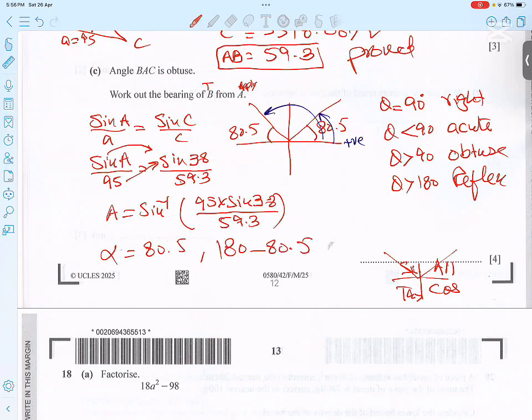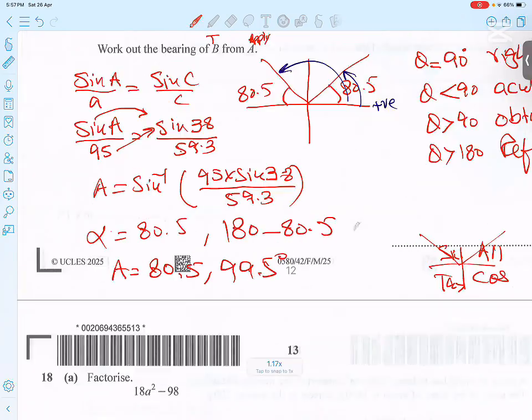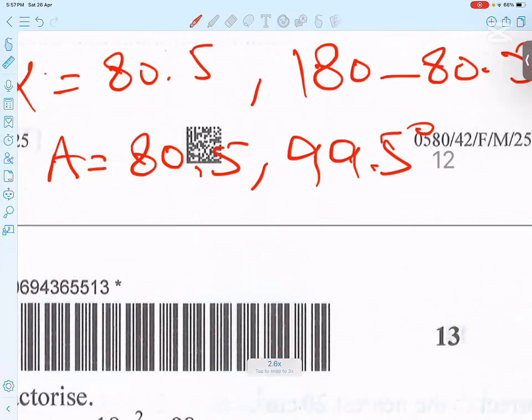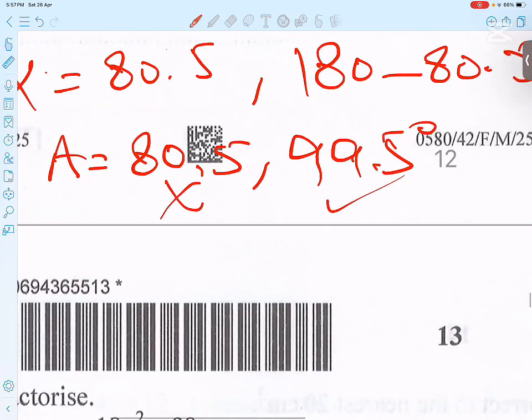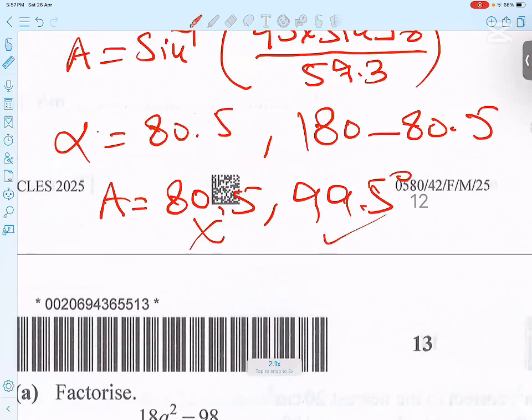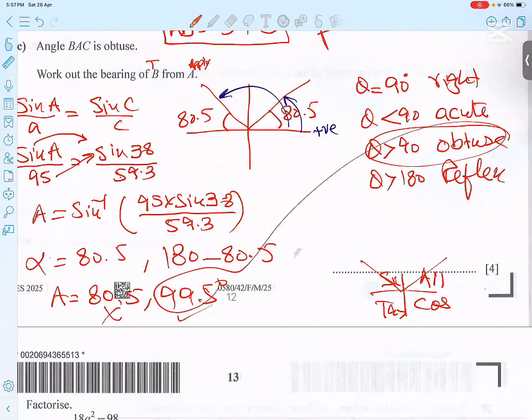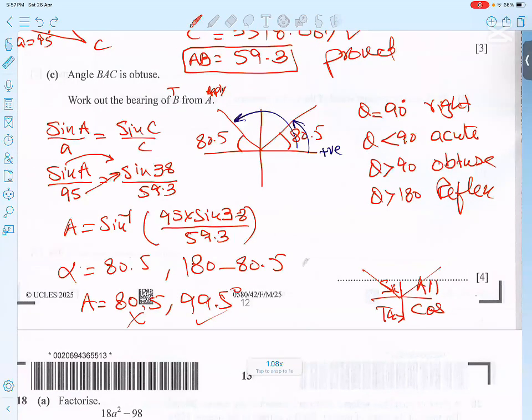So my first answer, which I'm getting, is angle alpha, angle A, 80.5. Or the second option, I'm getting here 99.45, sorry. And this is not our answer. This is my answer. Why? Obtuse, he asked. Obtuse means more than 90 degrees. This is acute, we don't need it. We need obtuse. But do you think the answer is done? Not at all.